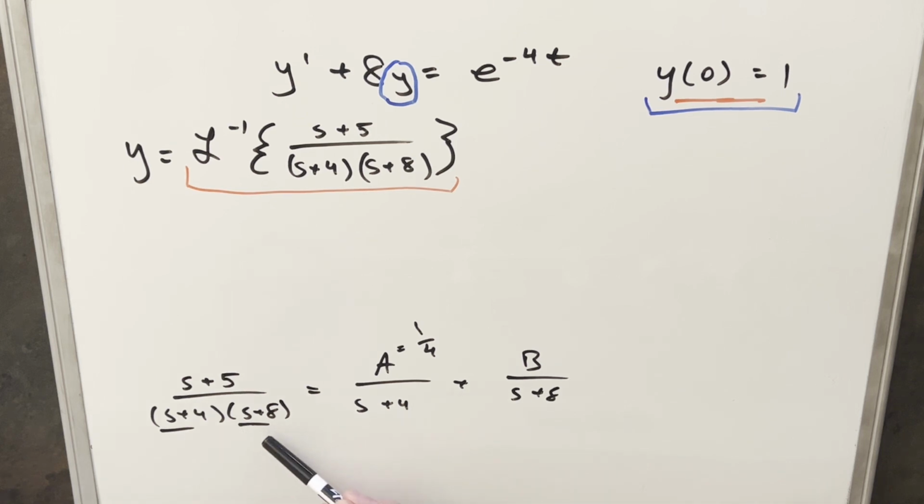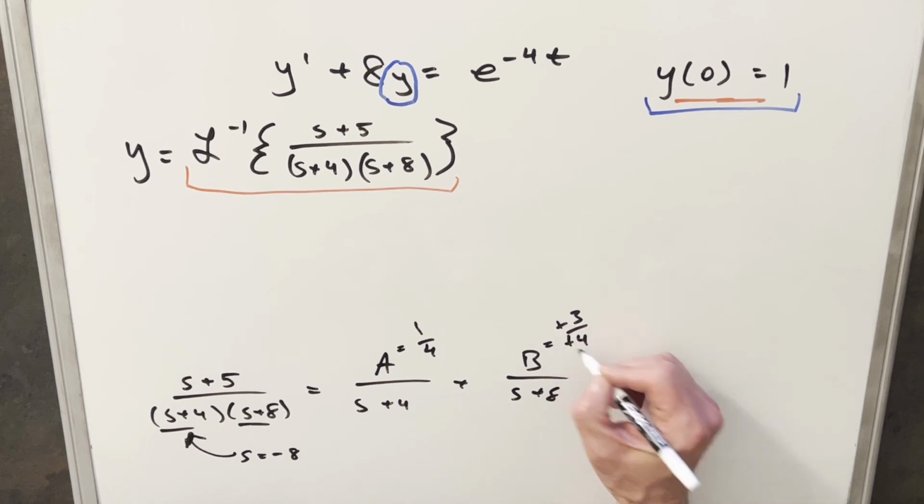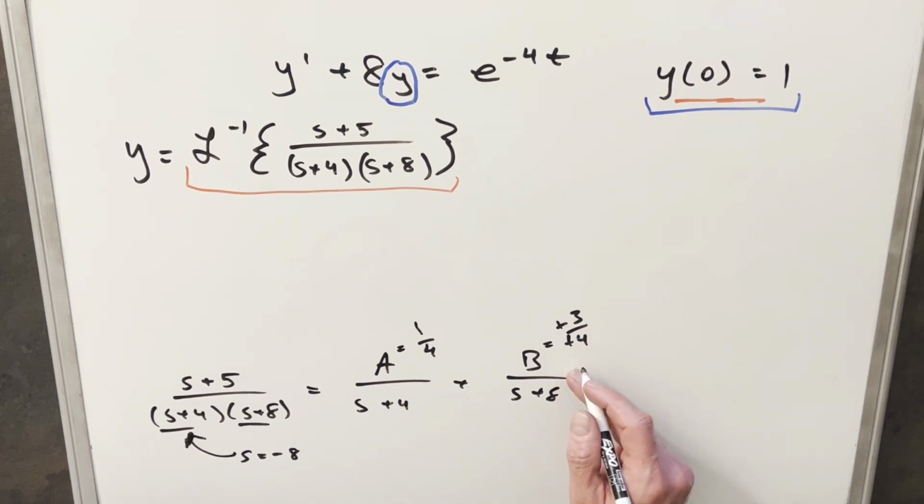Then doing the same thing on this second term, which we've associated with B, just want to notice that s equal to minus 8 makes that a 0. So we cover it up, but just plug in for s everywhere else. So here, in the numerator, minus 8 plus 5 gives me a minus 3. And here, minus 8 plus 4 gives me a minus 4. But minus over minus gives me a plus, so our B value is just 3 over 4.